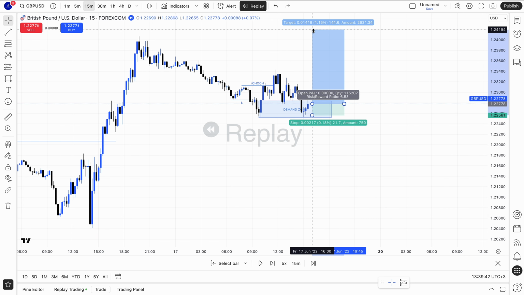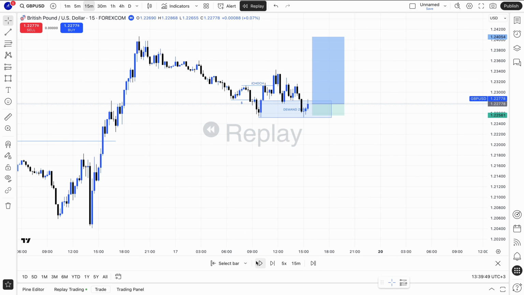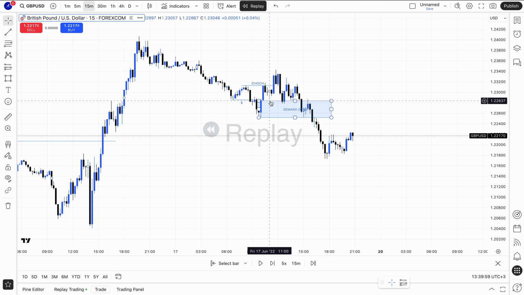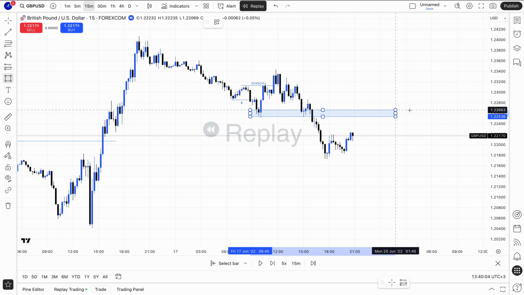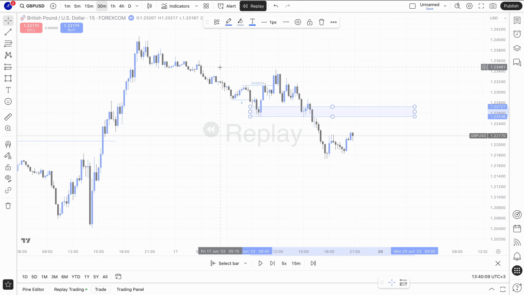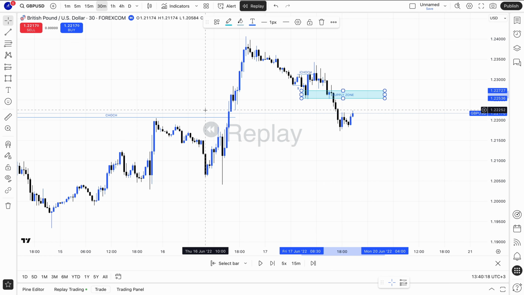We target this. Liquidity up here, you can clearly see it. Stop loss it. Internal supply zone, right?